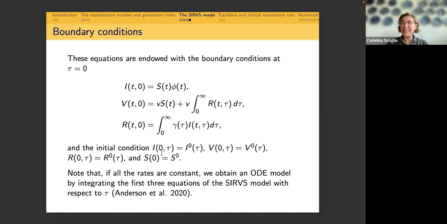This is a heavier set of equations when we compare it with what we obtain if all the rates are constant, if those rates gamma and beta do not depend on the age of infection, on the age of permanence. And if the rates are constant, we obtain the ODE model that was presented by Anderson et al. in 2020 concerning COVID.